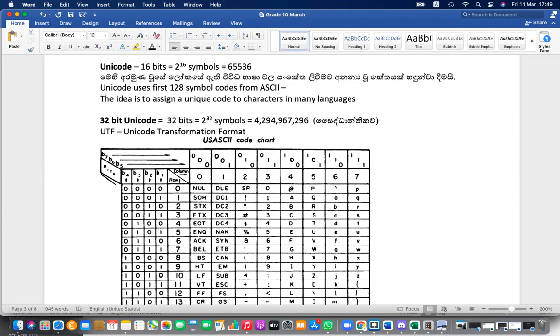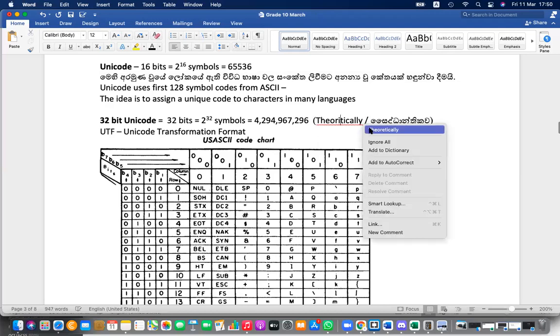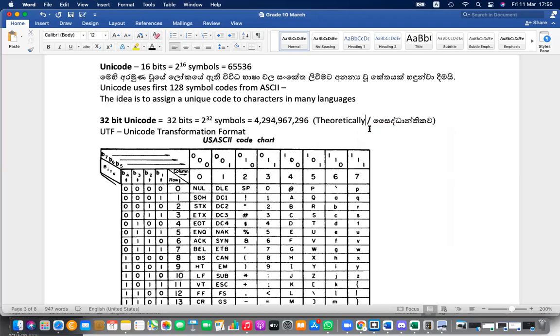And there is a 32-bit Unicode variant which can represent 4 billion characters theoretically, right? Actually, you would not represent that many characters, but theoretically it can go up to 4 billion characters with 32-bit Unicode. It's a very big number. 16-bit Unicode gives 65,536, but 32-bit Unicode is long Unicode.